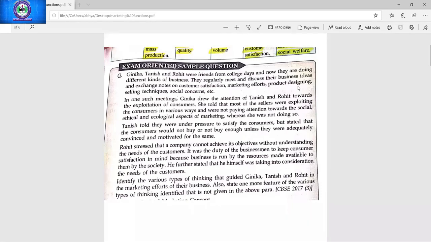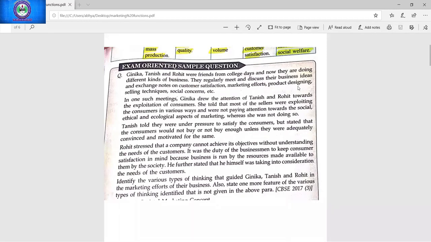Yes, Ginika is telling about which concept? Yes, Anmol? Societal. Yes, very good. Societal marketing concept. How are you able to know that? Here social, ethical, and ecological aspects of marketing she is talking about. Yes, Tanish? Not paying attention towards the social, ethical, and ecological aspects of marketing. This is the line from the case. Yes, Anmol, very good. Next, what about Tanish? Many students have given me the right answer in writing. Yes, very good. No problem, Deepak. Yes, beta. Next, Tanish, Anmol.